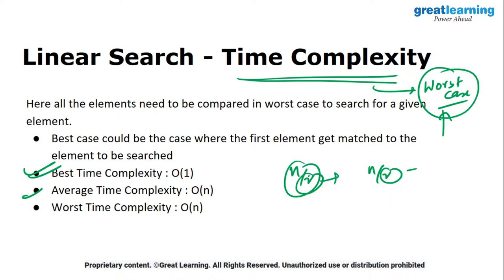Okay, so what if this is a constant? Whenever you are dealing with these constants, you can neglect these things. So that is why it is still n.